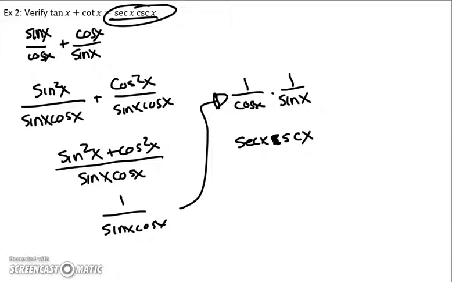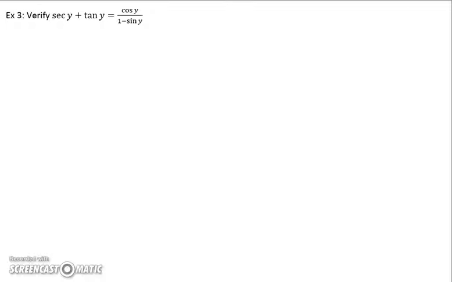All right, one more, and then we'll call it quits on the video. We're going to start with secant y plus tangent y equals cosine y over 1 minus sine of y. So this one's kind of a toss-up on which side is more complicated. I'm going to start with the right side, although you could start with the left side and do what we just did, turn them into sines and cosines and see what happens.